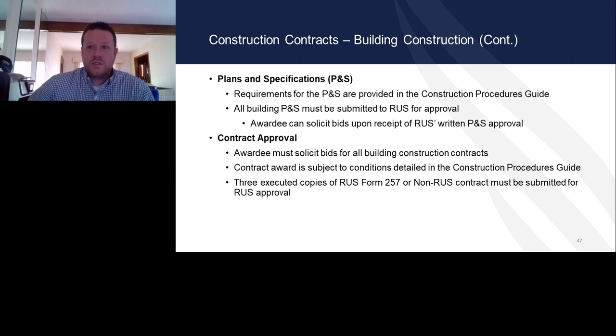Plans and specifications. Requirements for plans and specifications are provided in the construction procedures guide. All plans and specs must be submitted to RUS for approval, and the awardee can solicit bids upon written receipt of plans and specs approval. Contract approval. Awardees must solicit bids for all building contracts. Contract award is subject to conditions detailed in the construction guide. And then 3 executed copies of RUS Form 257 or non-RUS contracts must be submitted for RUS approval.